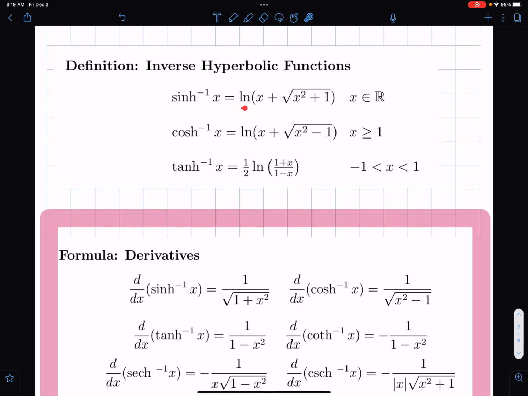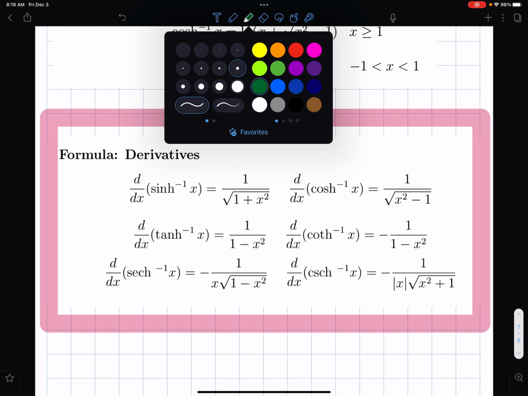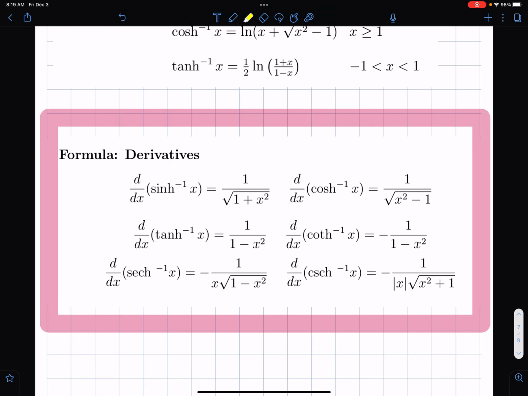And from here we can find derivatives. These actually end up being very useful. The derivative of inverse hyperbolic sine x is 1 over, anyway, you see it right here. These things are hard to say out loud. Hyperbolic sine inverse has derivative 1 over radical 1 plus x squared. Hyperbolic tangent inverse has derivative 1 over 1 minus x squared. Hyperbolic secant, very similar. Those are good ones.